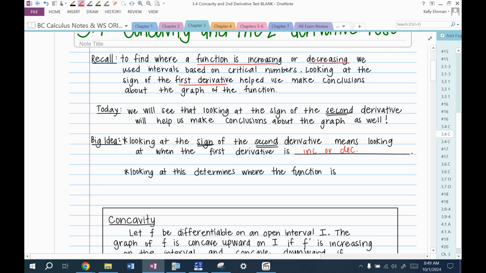The first derivative increasing determines where the function is concave up. Remember, that looks like this. Or where the function is concave down. So I'm hoping that this is a review, if you had AP Pre-Calc last year, about how we can relate rates of change with concavity.